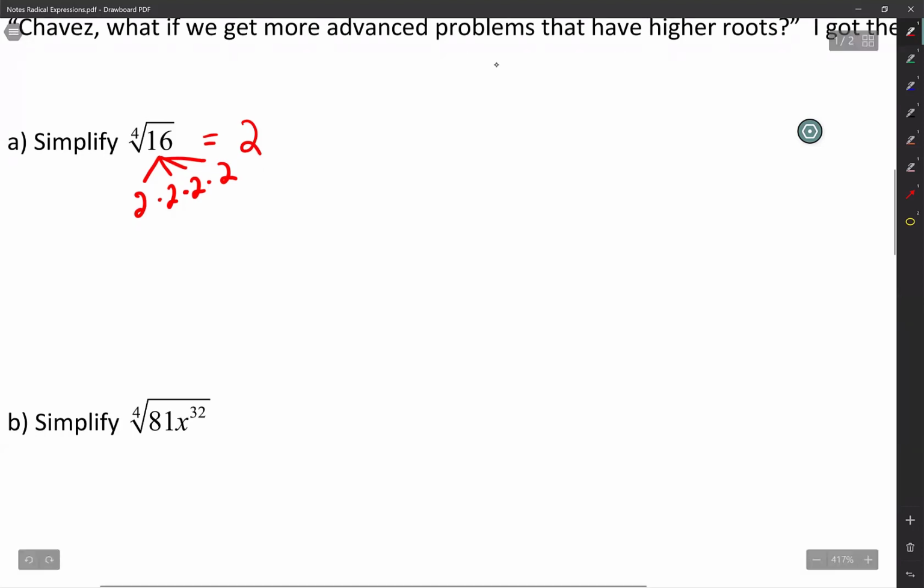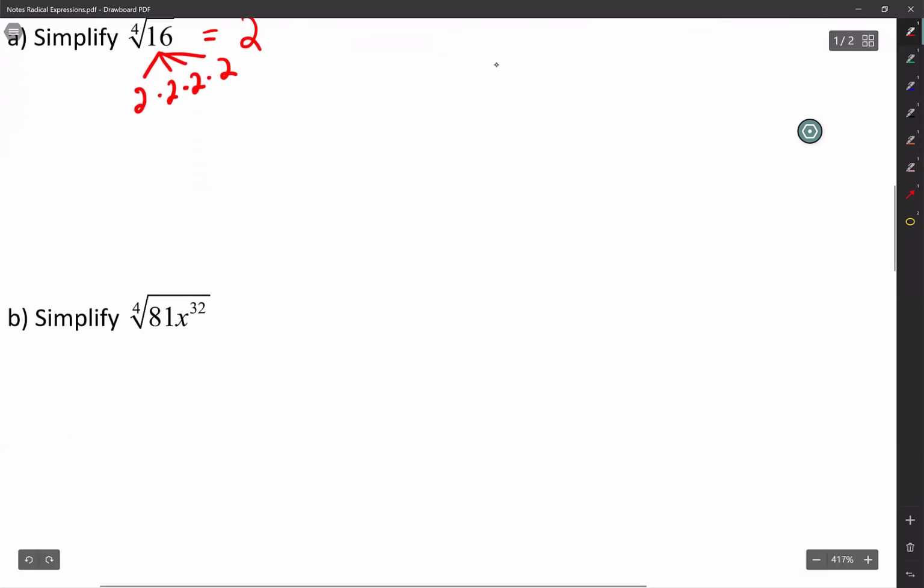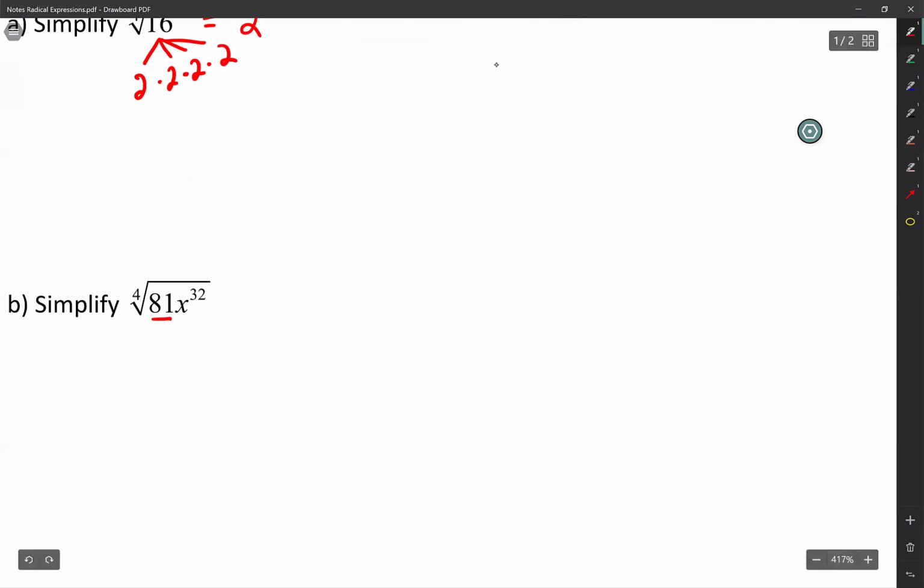Perfect. All right, let's go more advanced. First, look at that number. Wait, first can I write it down? Yes, write it down: the fourth root of 81x to the 32nd. And then we'll do that little trick that you guys learned. Is there a number that when I multiply it with itself gives me 81? 3. Yes, 3. Good job, guys. 3 times 3 times 3 times 3. 3 times 3 is 9. 9 times 9 is 81. So for sure, it's a 3.